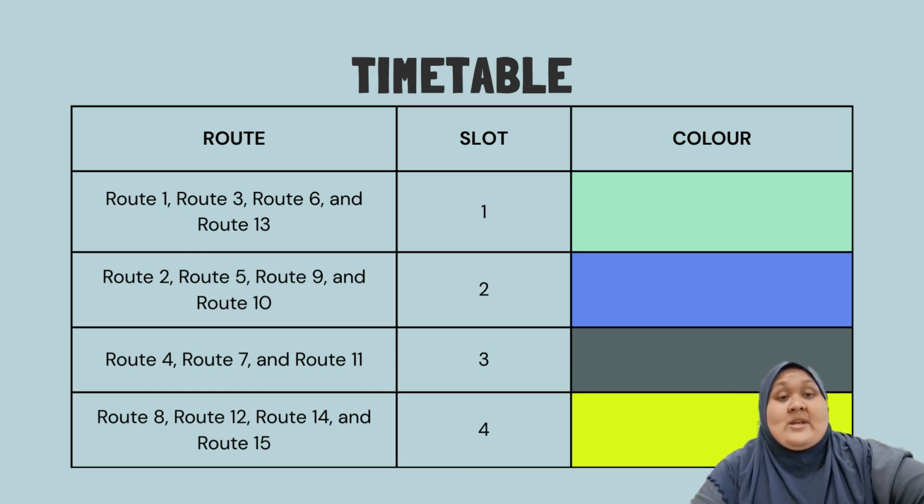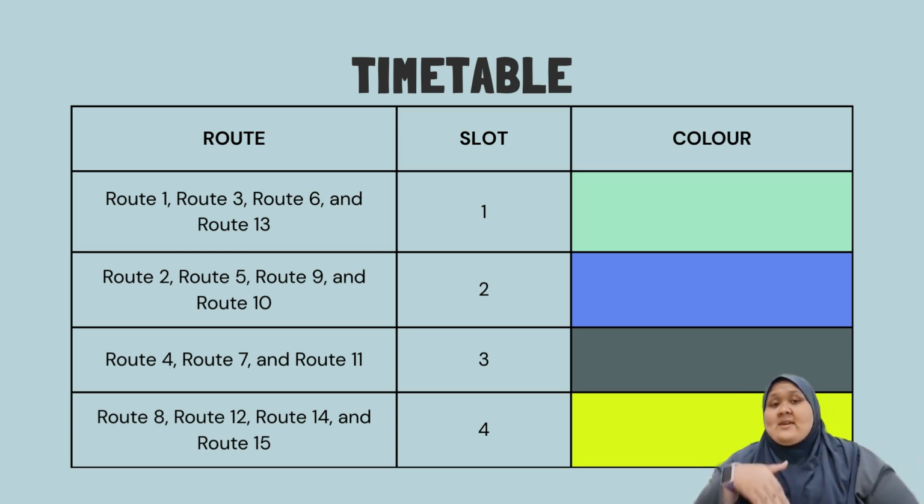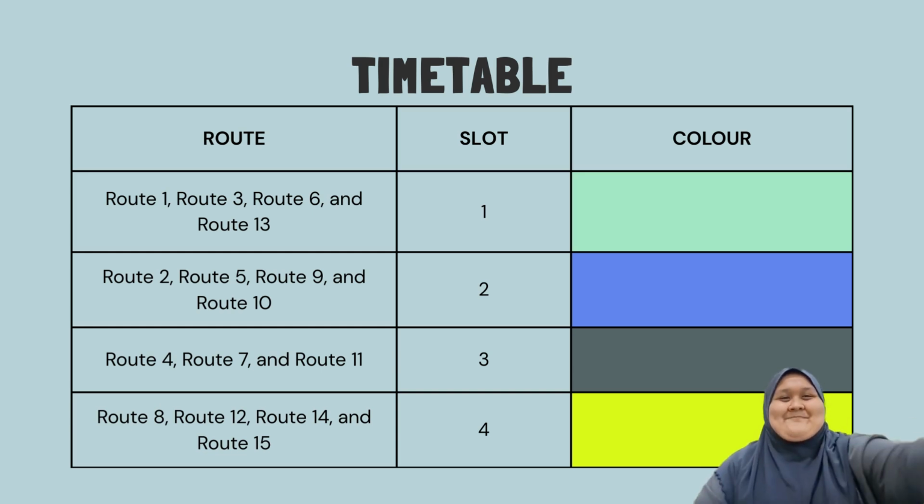This timetable ensures that no two conflicting routes are scheduled in the same time slot, meaning that our schedule is conflict-free and efficient. This result was made possible by applying graph coloring, where we minimize the number of slots needed while ensuring no adjacent nodes share the same slot.